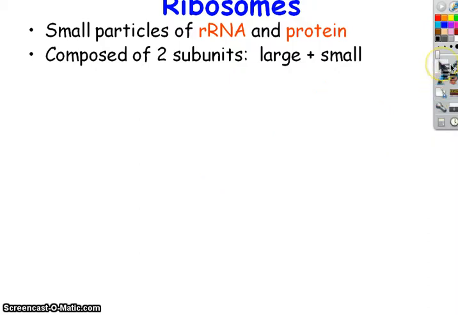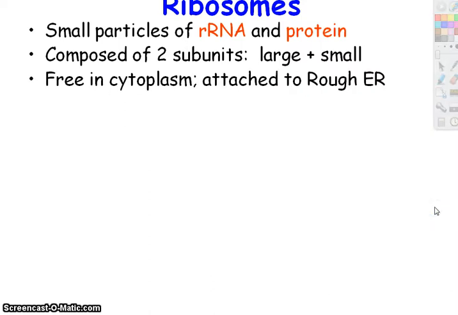The U replaces the T, right? Exactly. Yes. Good. All right. So they're made of two pieces. They can be free in the cytoplasm. Sometimes you have little ribosomes that are just sort of scattered. But you also have some that are attached to the rough ER.